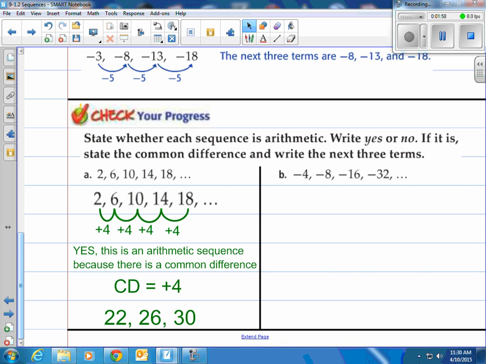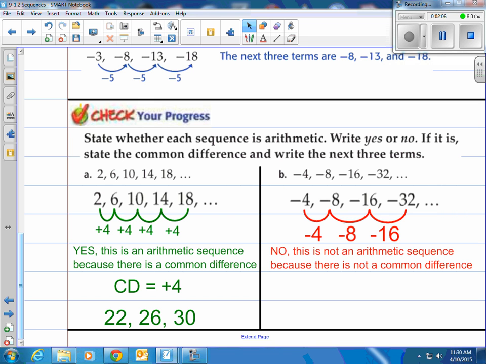How about the second one? -4, -8, -16, -32, and so on. Yeah, I notice it goes down by 4, then down by 8, then down by 16. So guess what? This is not an arithmetic sequence. It's something totally different.